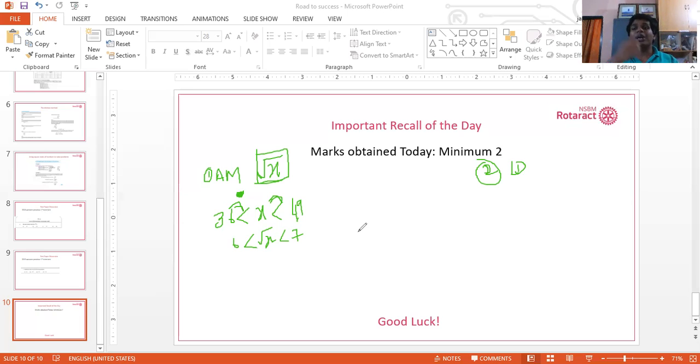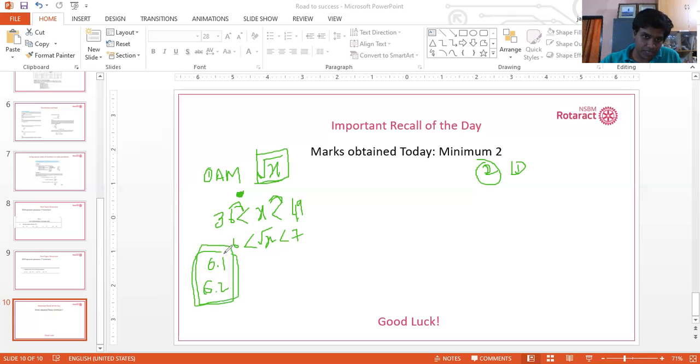So 6.1, we are going to check 6.1. What is 6.1 into 6.1? What is the answer? 6.2 into 6.2, what is the answer? And if the question has given some answers, we are only doing those answers. We are only multiplying those answers to find the answer.